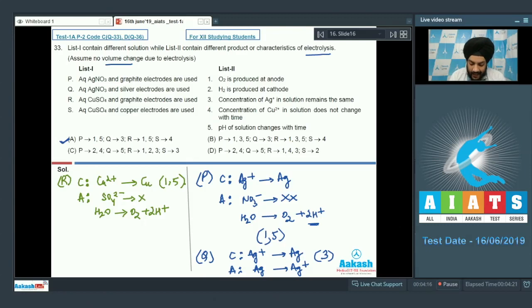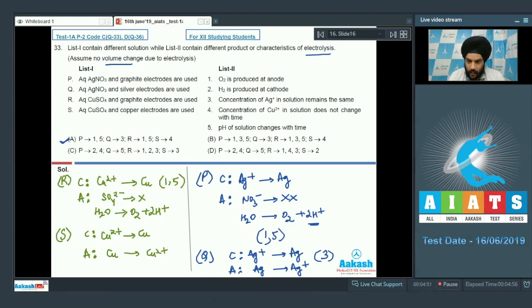Now if you look at the S option now, in the S option we have aqueous CuSO4 and copper electrodes are used. So at the cathode, the Cu2 plus will convert into Cu as in the previous option. Whereas if we talk about the anode now, it will be the copper anode which is converted into Cu2 plus. So similarly, copper has a greater oxidation potential to form copper 2 plus as compared to water forming O2. So in this case as well, no O2 or H2 is produced. The concentration of Ag plus is irrelevant.